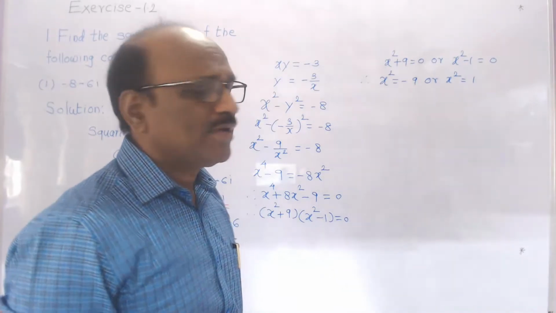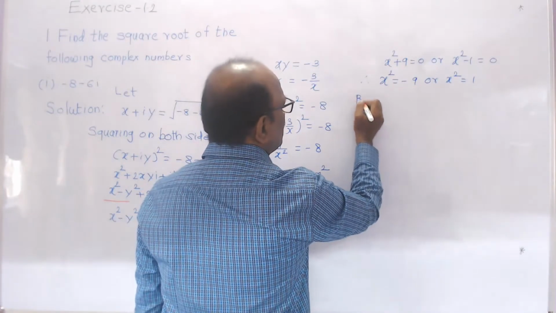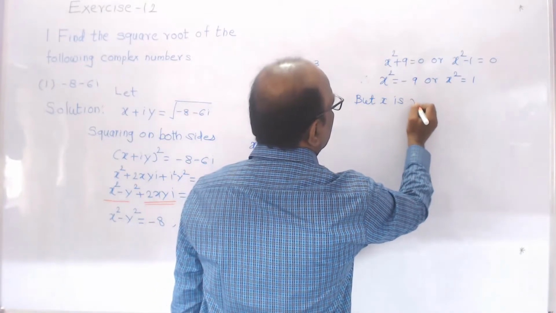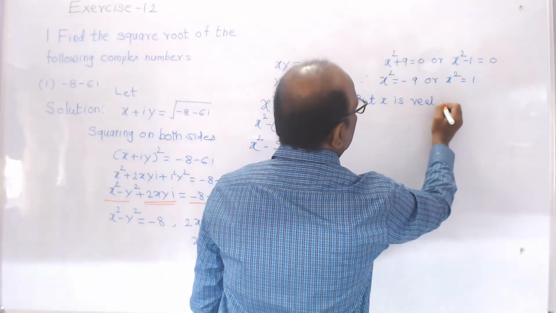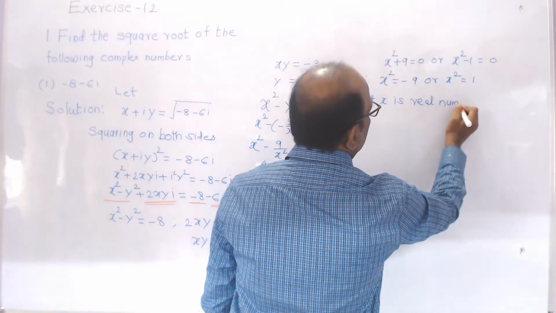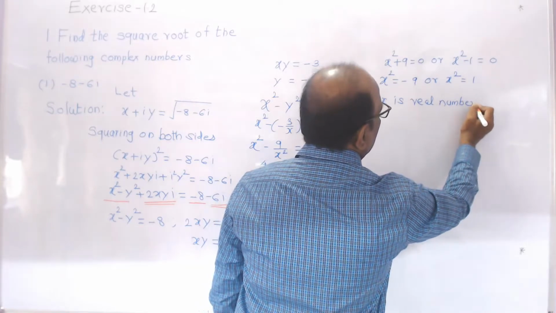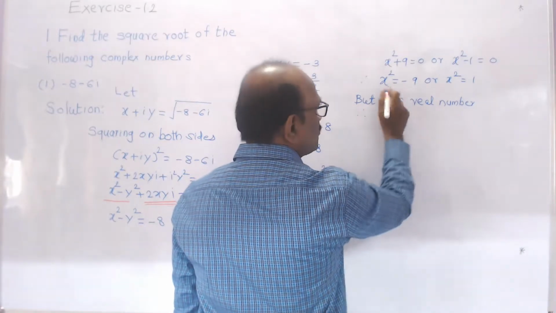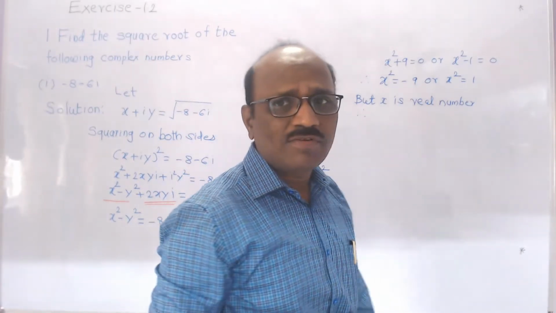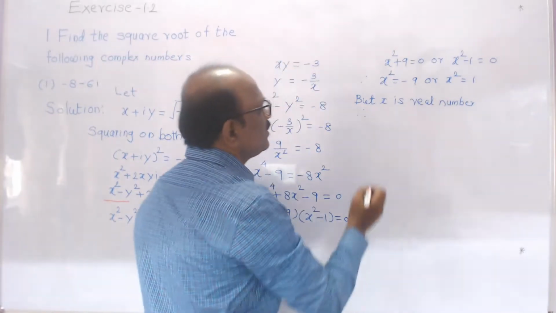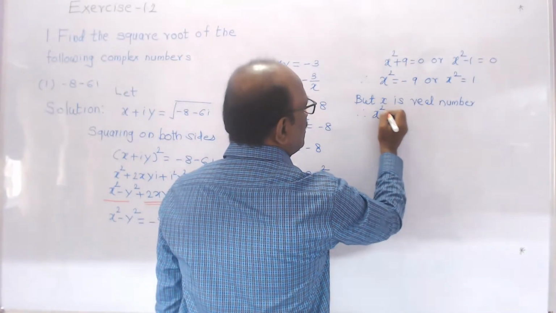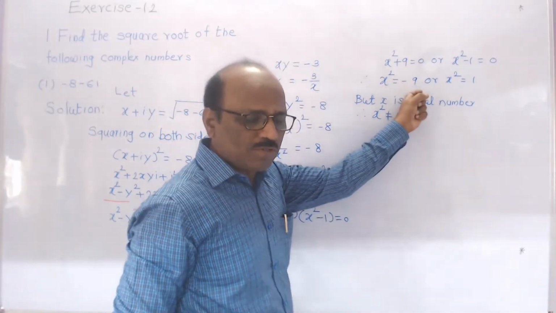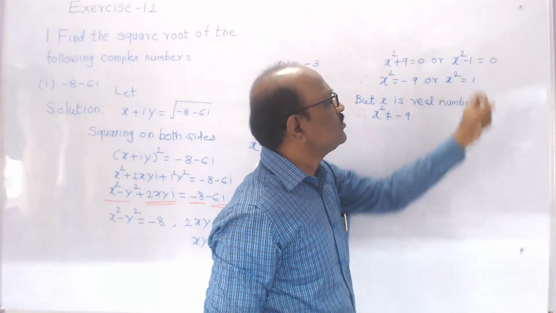But x is a real number. Therefore, the square of a real number is not negative. Therefore, x square is not equals to minus 9. This is not possible. Therefore, we take x square is equals to 1.